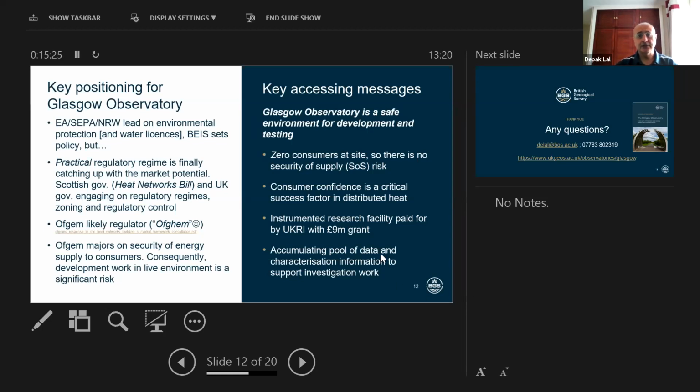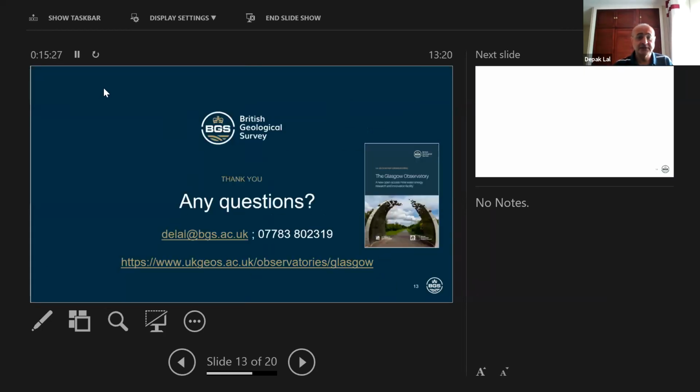And so in terms of accessing the facilities, please get in touch with me or any of the other members of the team. We have a website and we have a brochure which gives a good overview of the site and what the facilities are at the site. You can find that on our website, and the link is there for you to get to it. I am going to stop talking there and ask, are there any questions?